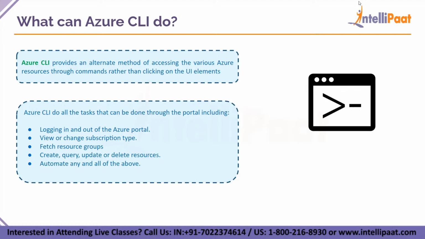And also there are the automation possibilities. So we'll see what tasks Azure CLI can do. It's an overview of all the tasks that Azure CLI can perform. We can log in and out of the Azure portal. You can change or view the subscription types. You can fetch resource groups, which means that if we have already created resource groups, we can fetch them. You can create, query, update or delete resources. You can do anything that the portal can do, and you can automate any and all of the above using the CLI.